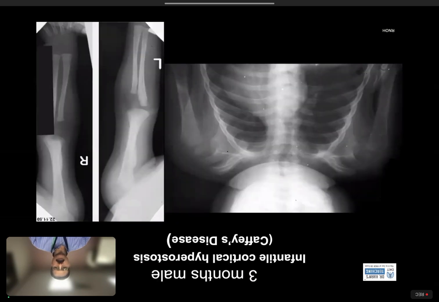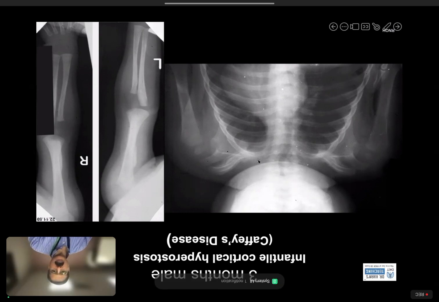Now, a few things about Caffey's disease. Caffey's disease is idiopathic infantile cortical hyperostosis. Age of presentation is about 9 weeks to 5 months, so less than 6 months. There will be hyperostosis. Where will there be hyperostosis? Many bones are involved, but the mandible is one of the pathognomonic ones. Mandible, 80% of patients have mandible involvement.